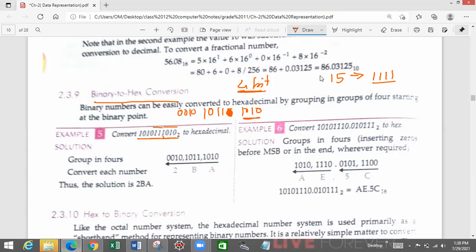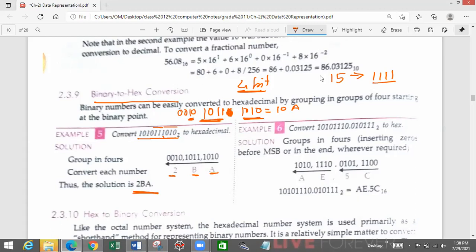Now we can convert these into simple decimal numbers. This is 10. 10 means A. So I wrote A for this one. This one is 11, so this will be B. This is 2, so I wrote 2. And this is 2BA.